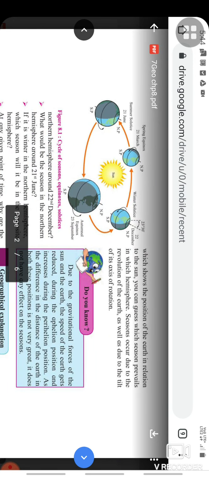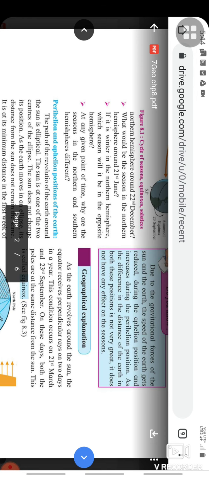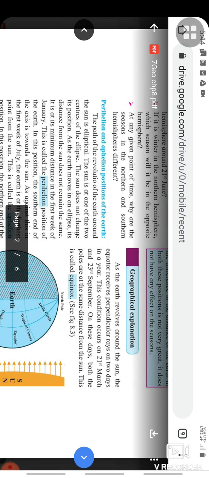Which season will you experience in the northern hemisphere around 22nd December? If you see, dates are also given to you. What would be the season in the northern hemisphere around 21st June? If it is winter in the northern hemisphere, which season will it be in the opposite hemisphere? At any given point of time, why are the seasons in the northern and the southern hemispheres different?